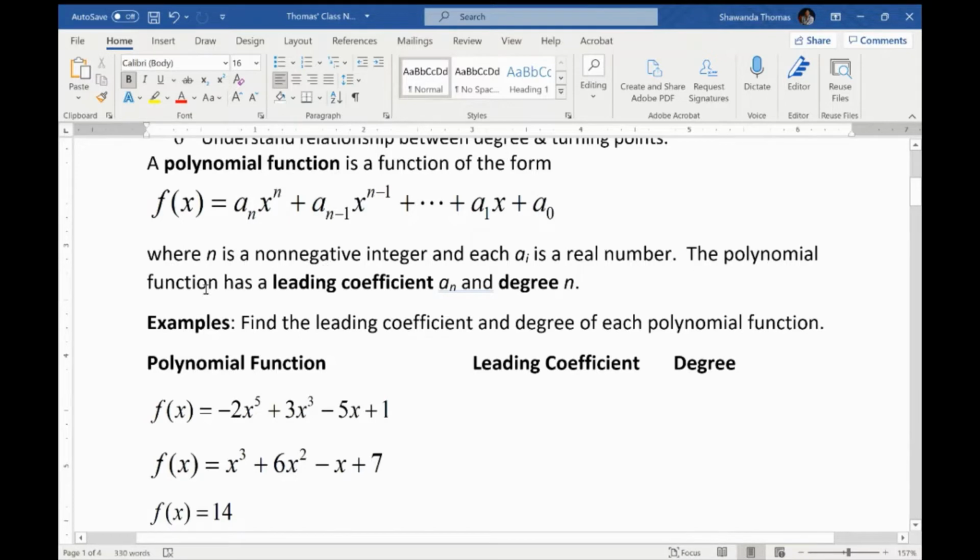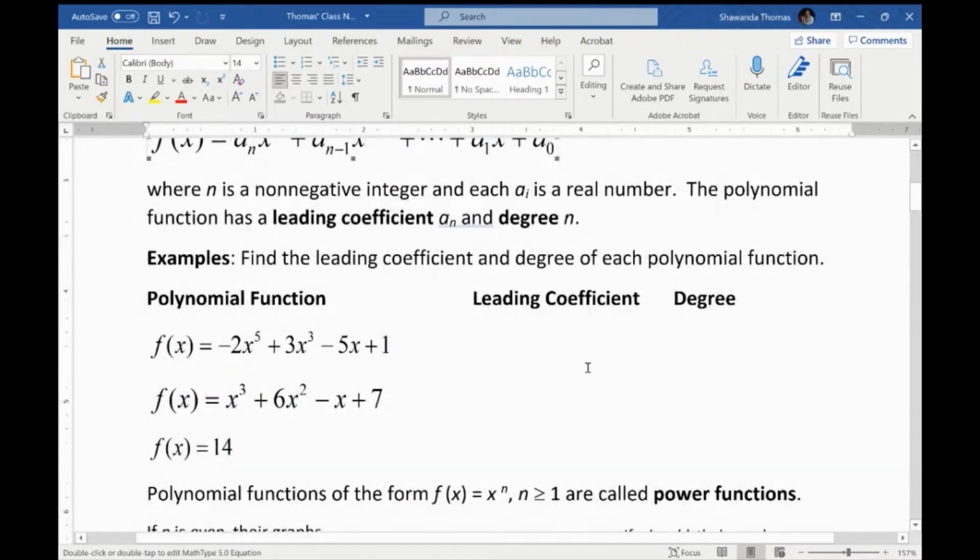The polynomial function has a leading coefficient a sub n. Well, that makes sense because it's right here in the very front. Sometimes it's in the front, sometimes it's not. You have to be careful where the leading coefficient is, and degree n. So in this section today, we're going to refer to n as the degree. All right, examples. Find the leading coefficient and degree of each polynomial function.